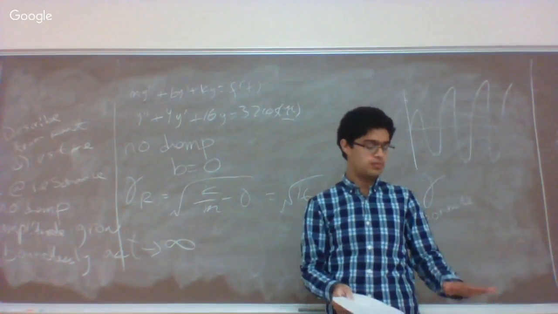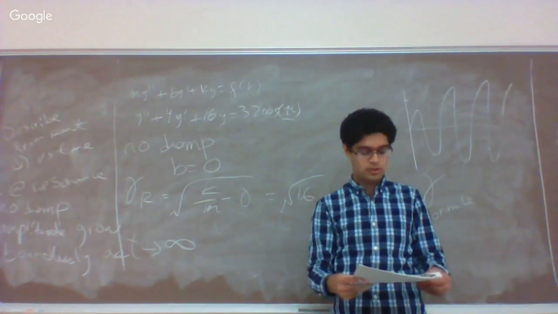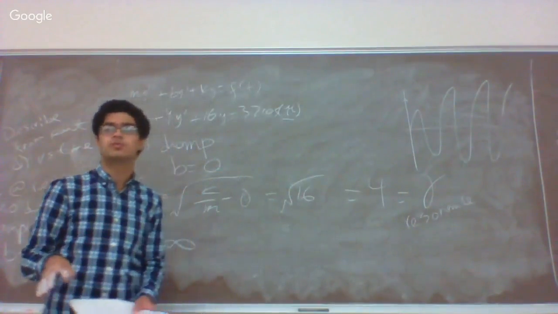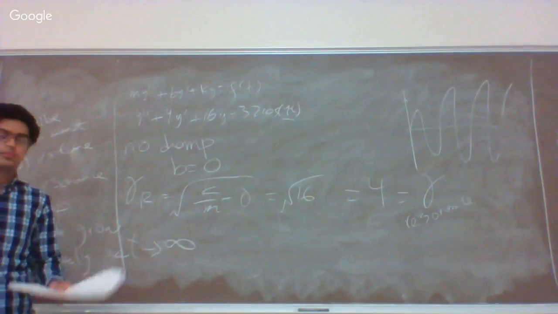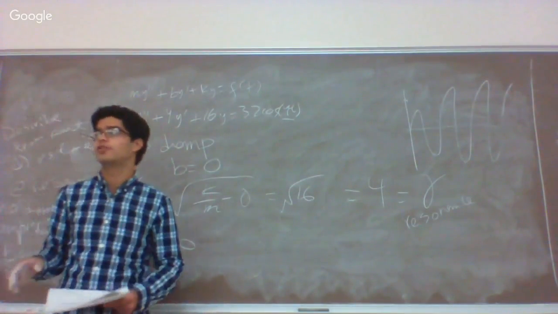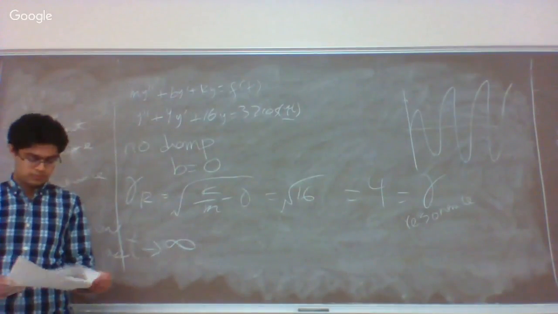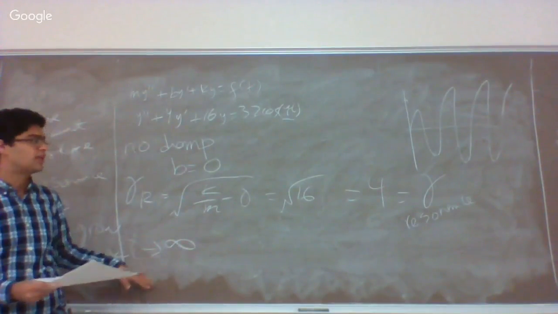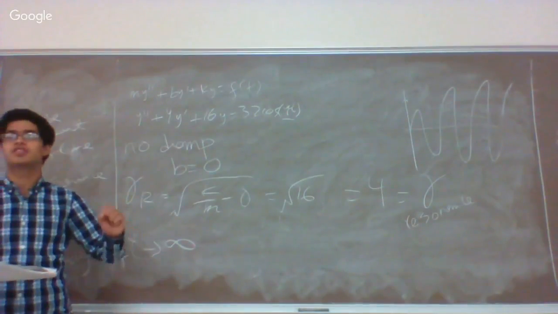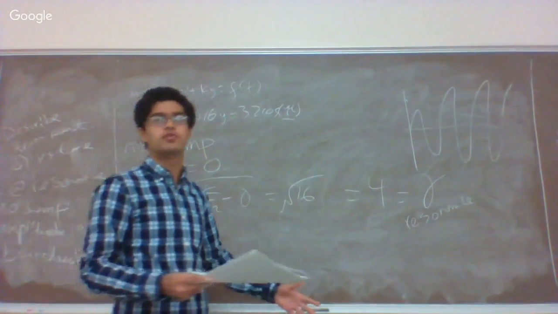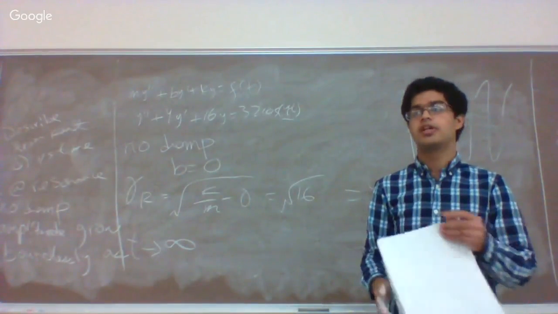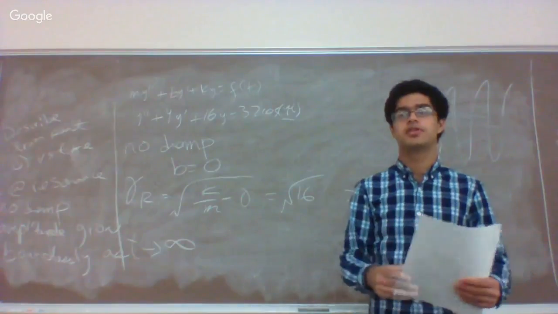So you should be familiar with how to describe it for all the different systems, though. With underdamped, critical, overdamped, you should know how to describe that. And since there was no damping, it's going to grow forever. If the system is undamped, it's going to grow forever. Any questions on this exam?